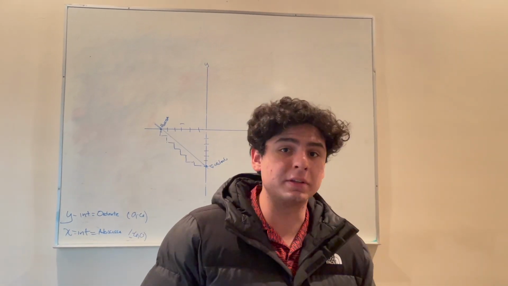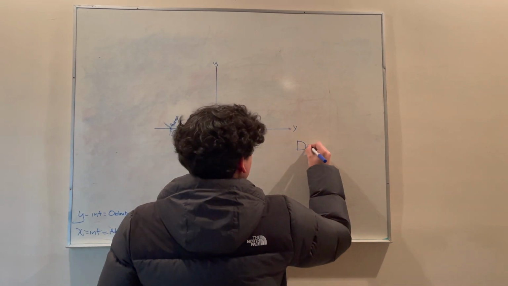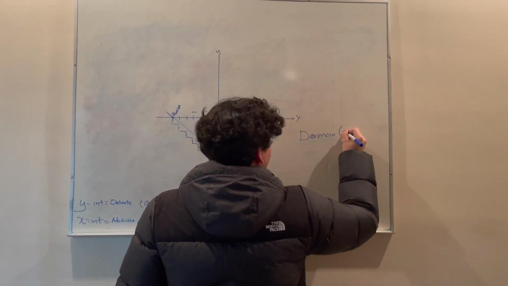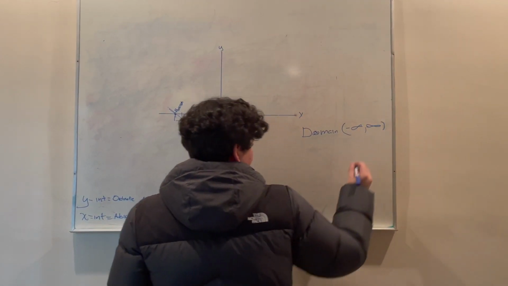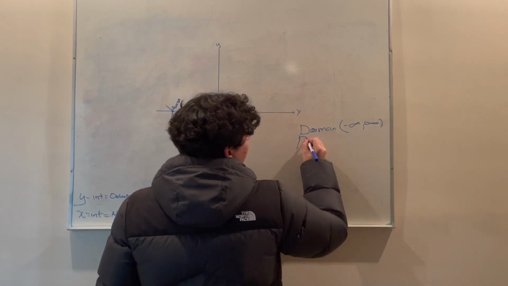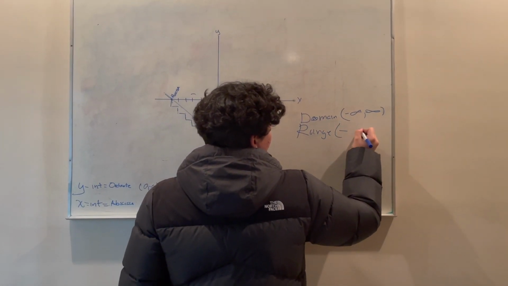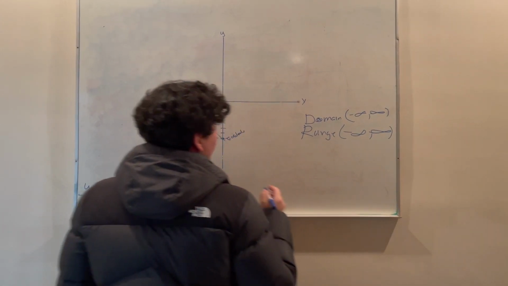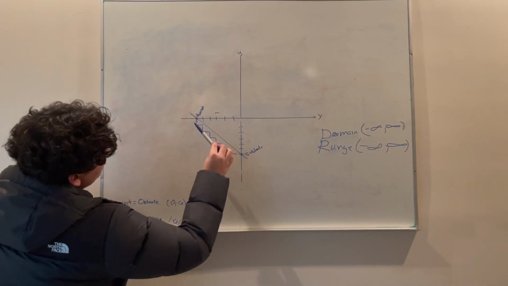And remember, students, in linear functions, the domain is going to be negative infinity, comma, infinity, always, as well as our range, negative infinity to infinity, because we can see that this is going down, this is going up.